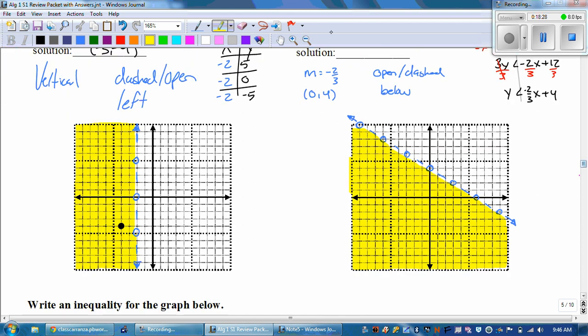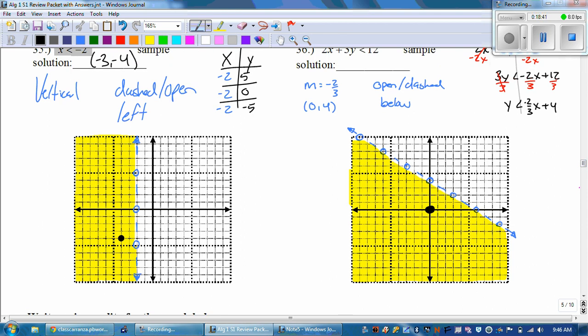Okay, now the only thing that we're missing is our sample solution. I'm going to be real boring and just pick the origin. Okay, and I can do that because it's in the shaded section. Okay, so that is 0, 0.